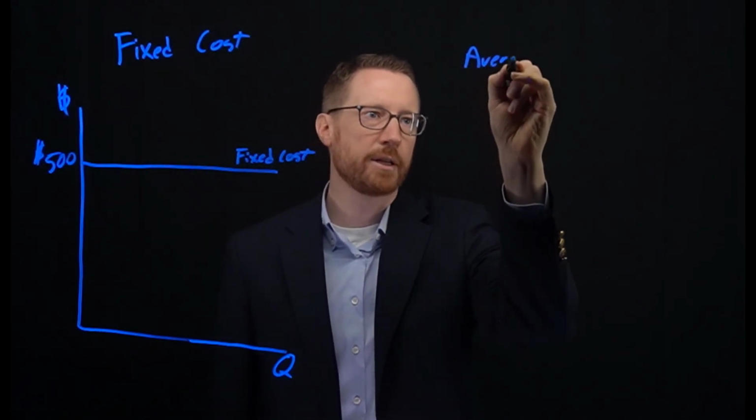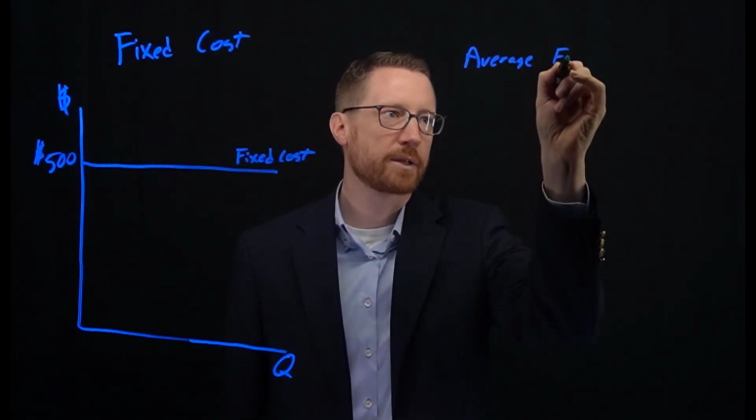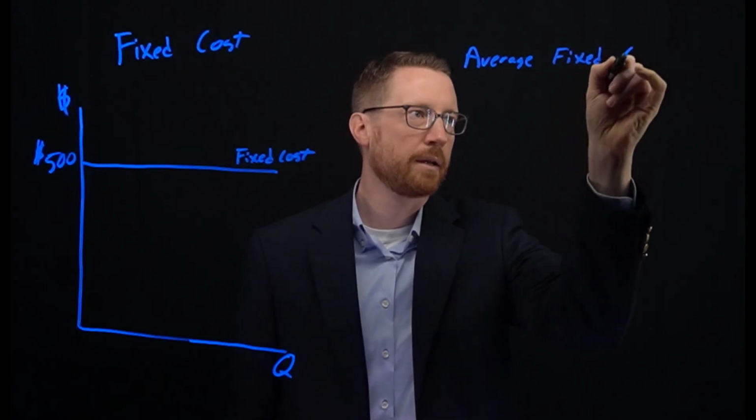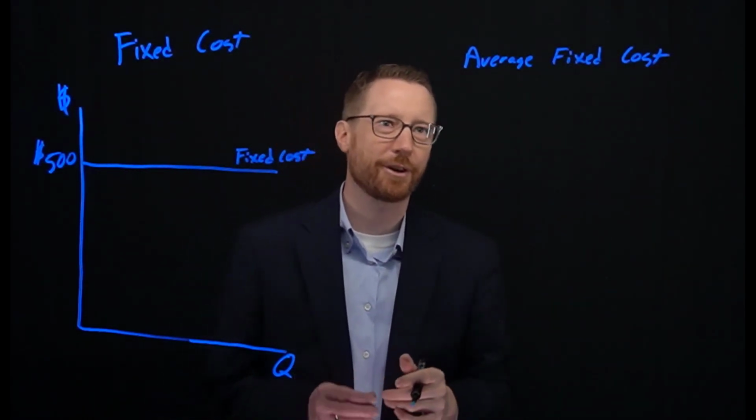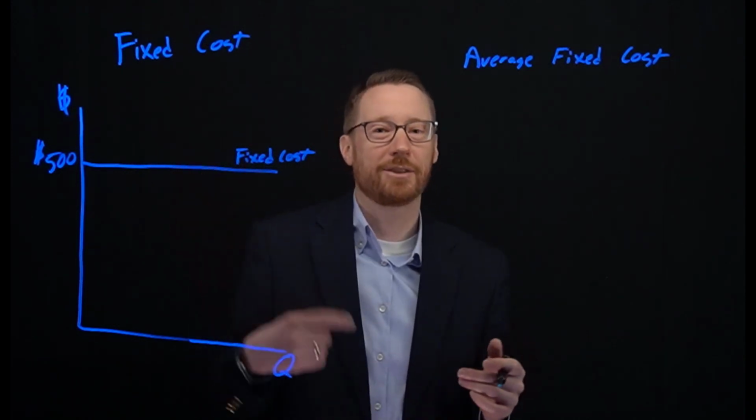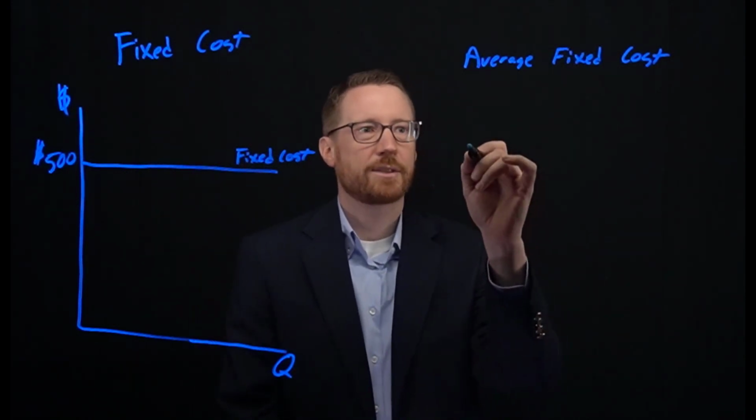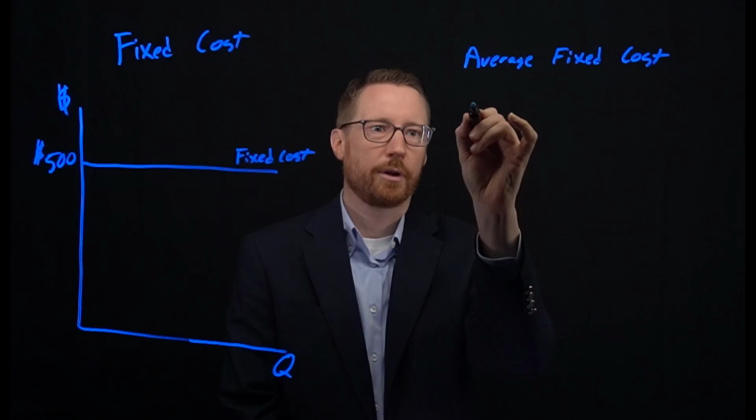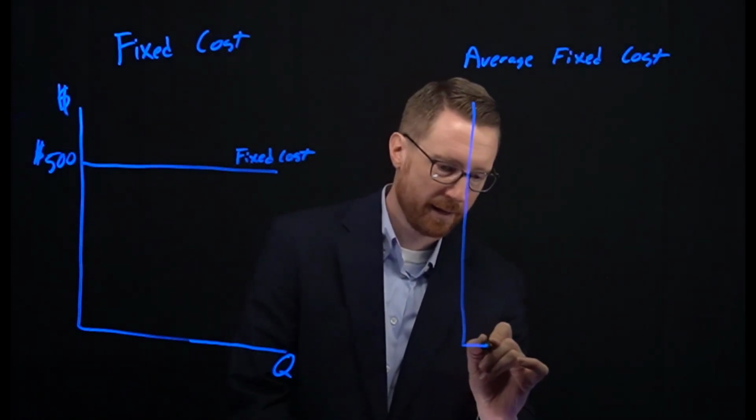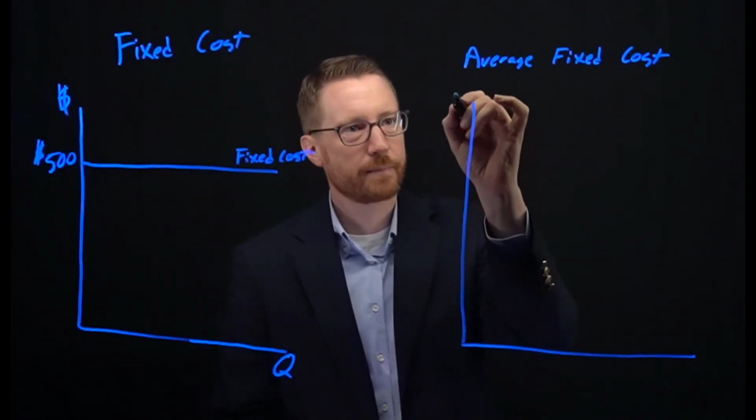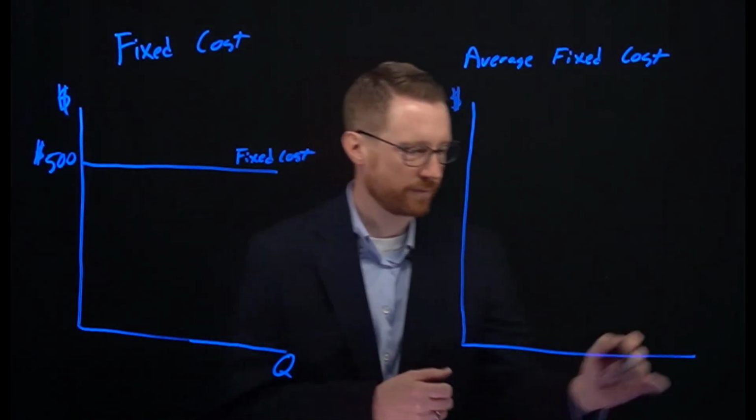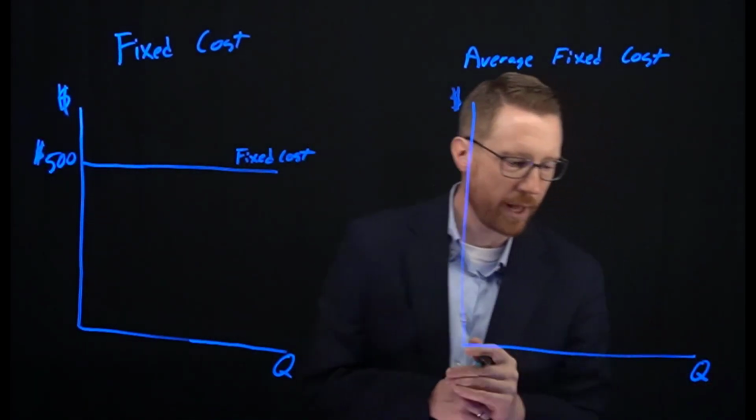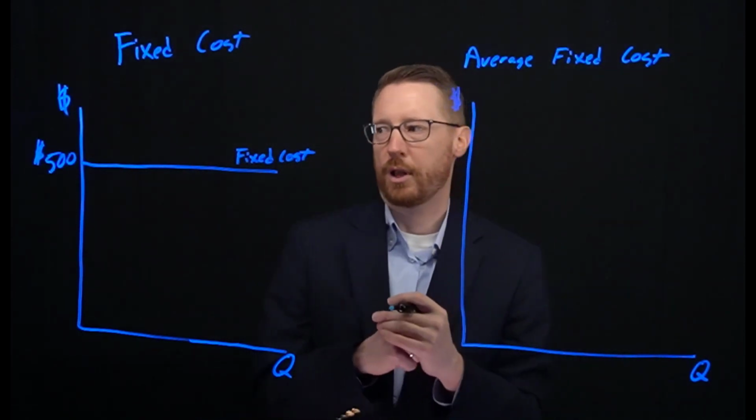So average fixed cost. Average fixed cost isn't all that exciting either compared to some of these other curves, but at least it's more exciting than just total fixed cost. All right, so average fixed cost, if we're thinking in terms of dollars, or that cost in terms of dollars versus quantity, what's that look like?